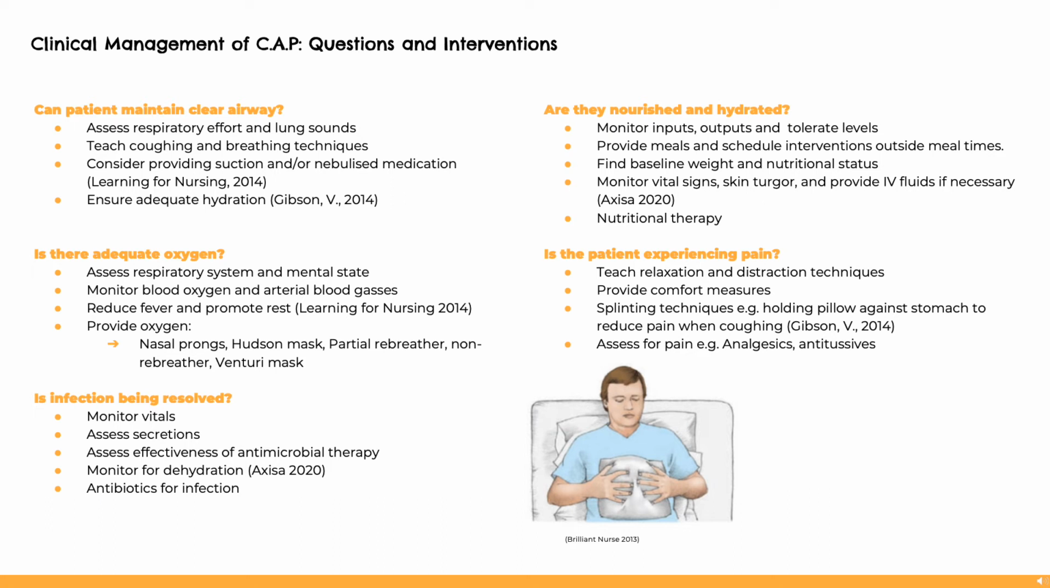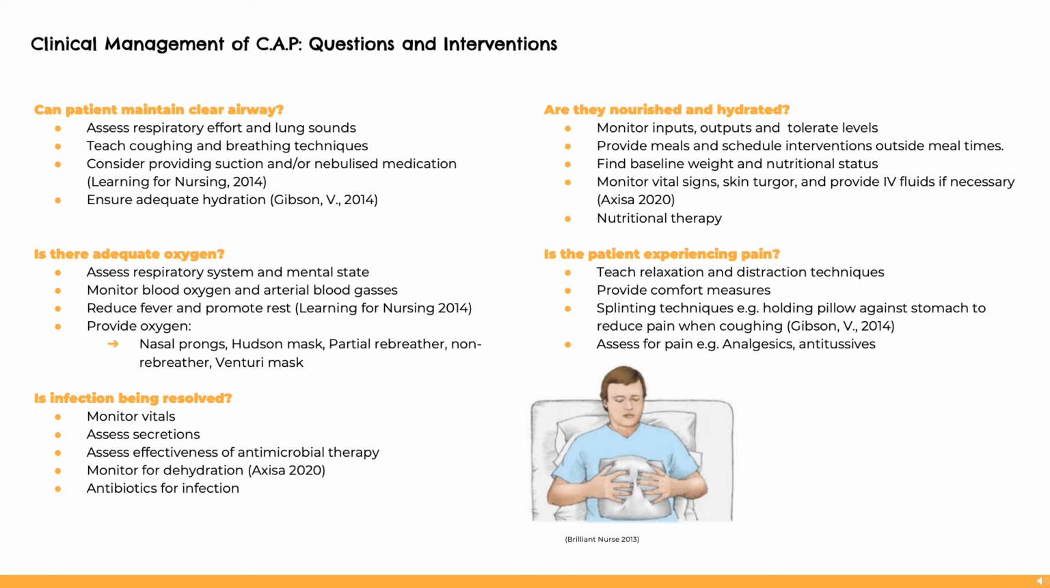Additionally, nurses must assess if the patient is receiving adequate oxygen. Confusion and abnormal speech are signs that the patient is hypoxic. Therefore, nurses must assess the patient's alertness and mental state. Monitor blood oxygen and arterial blood gases. Reduce fevers and promote rest in order to slow down metabolism and reduce consumption of oxygen. Elevating the head of the patient's bed also allows gravity to expand the lungs, thus providing more surface area for gas exchange. If these interventions see no improvements in oxygenation, providing oxygen and/or intubation is necessary.